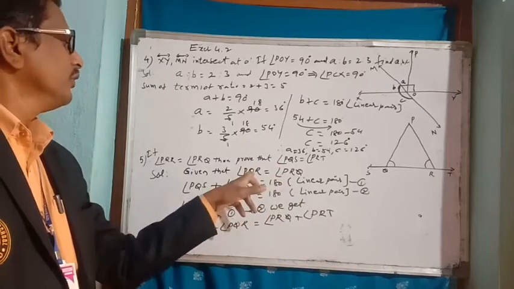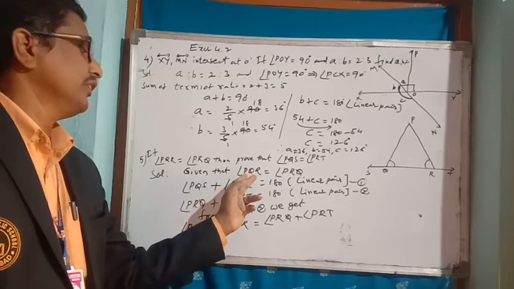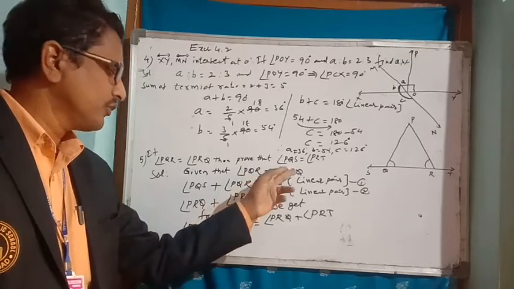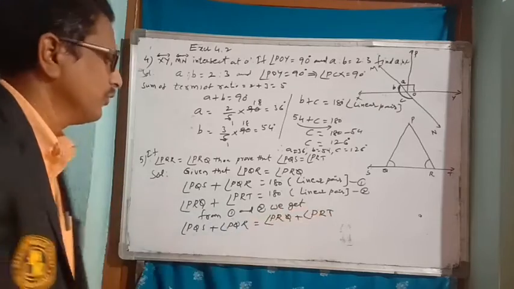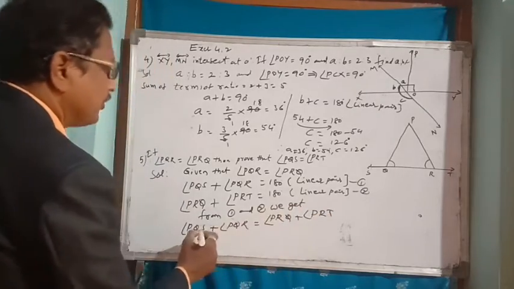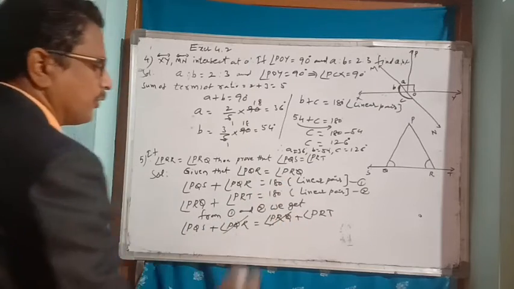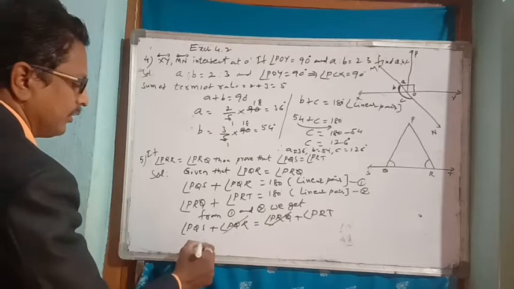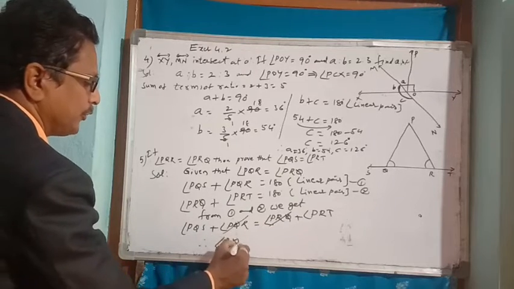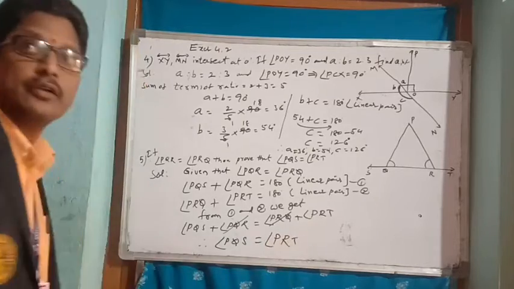Suppose these two angles are equal, say this is 60 degrees. Here 60, here 60 on the right side. Those two cancel. So PQR and PRQ, these two cancel. What is remaining? Therefore, angle PQS is equal to angle PRT.